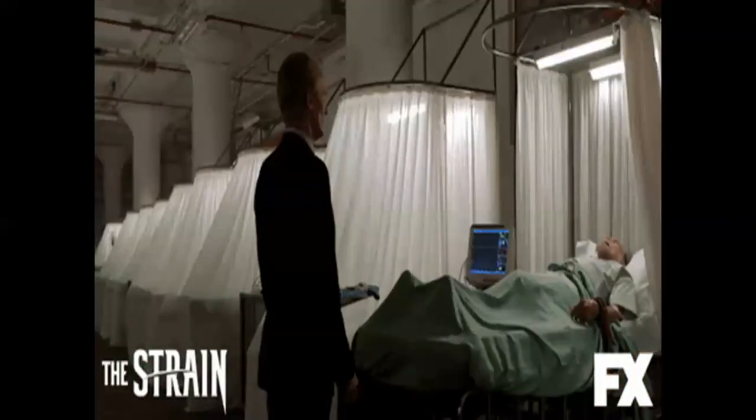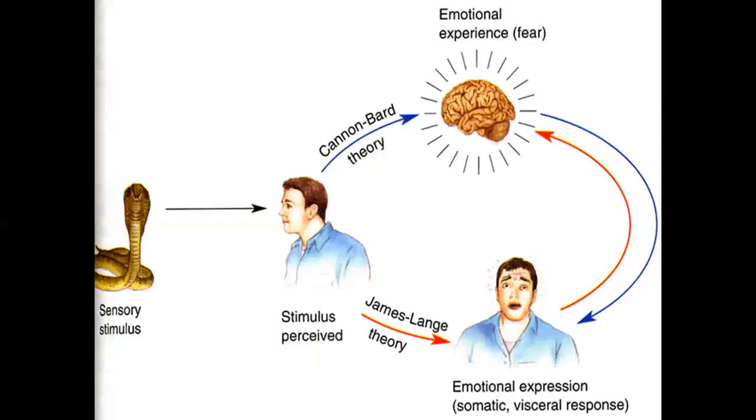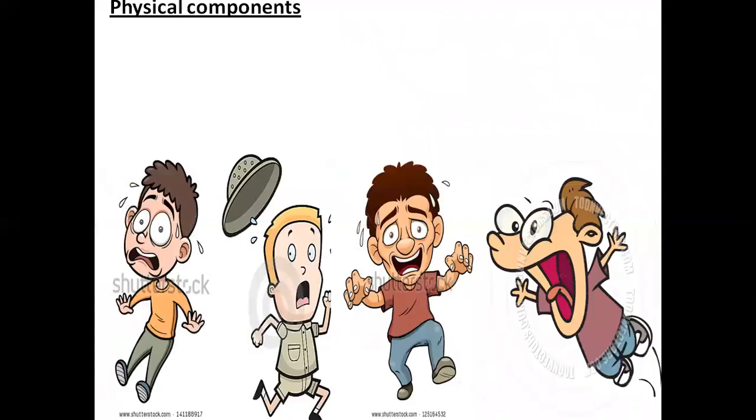When you see a snake, that's your emotional response. You will not say, hi snake, how are you? So that emotional fear is experienced in the brain and it is expressed as either a somatic or visceral response. You get shivery, you get jittery, you start sweating, that fear component.